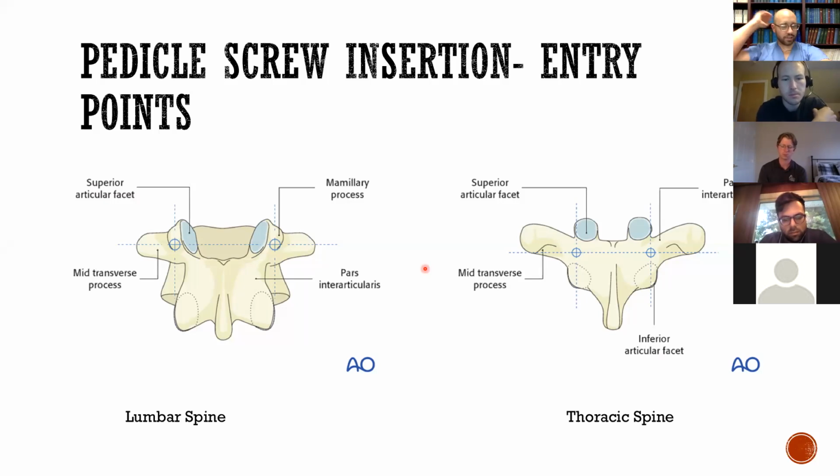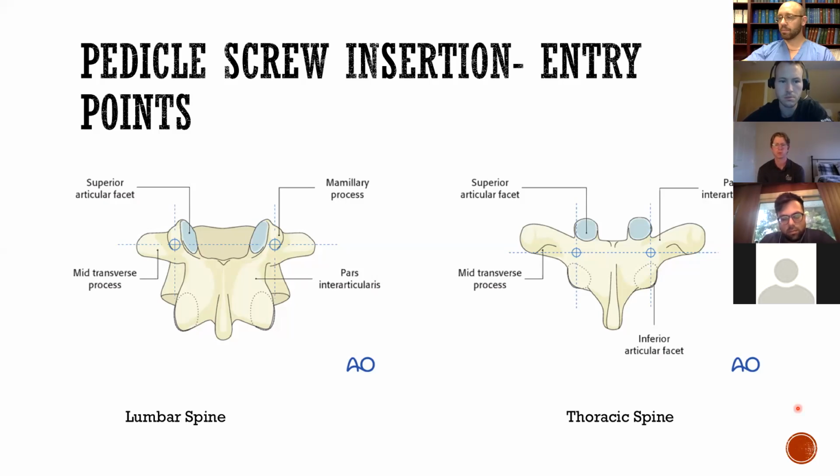Yeah, and just as Jason mentioned, you will initially put an awl in to get your starting point and entry, and then you take a ball tip probe and you feel all the walls of your pedicle to make sure you haven't breached out in any of those surfaces. So you feel the anterior, medial, posterior, and lateral surface. And once you confirm that you haven't, then you are able to put your screw in.